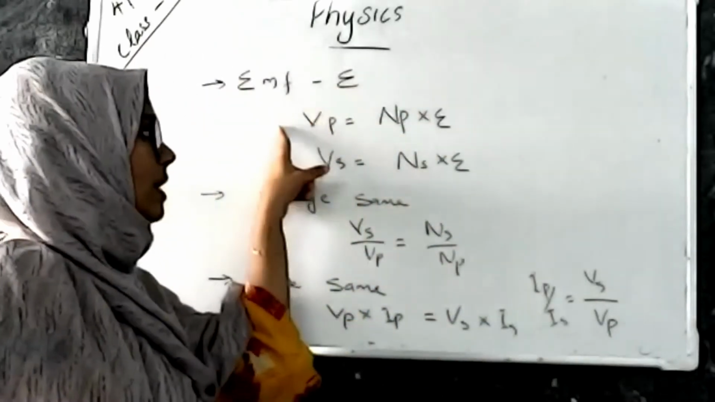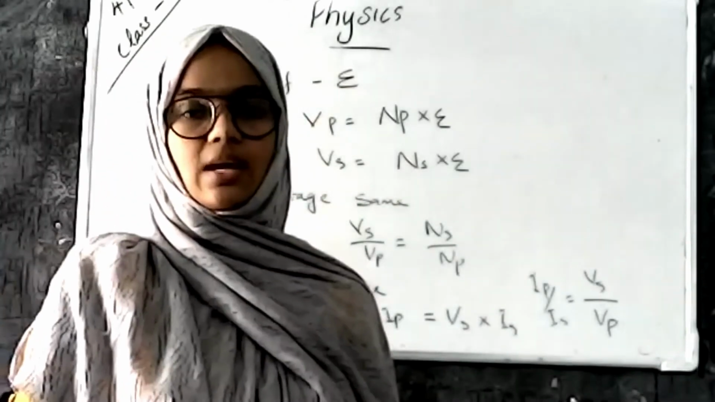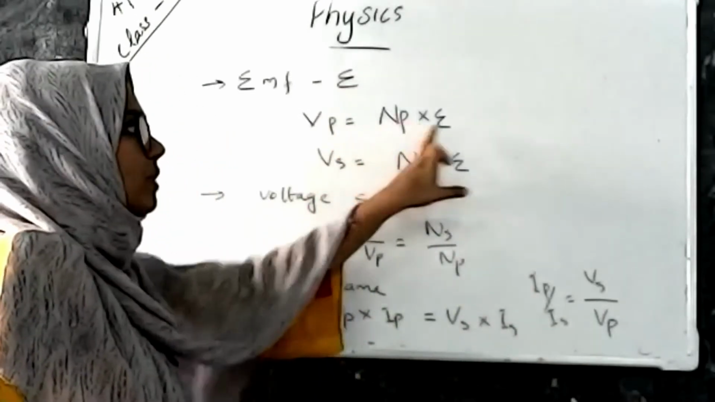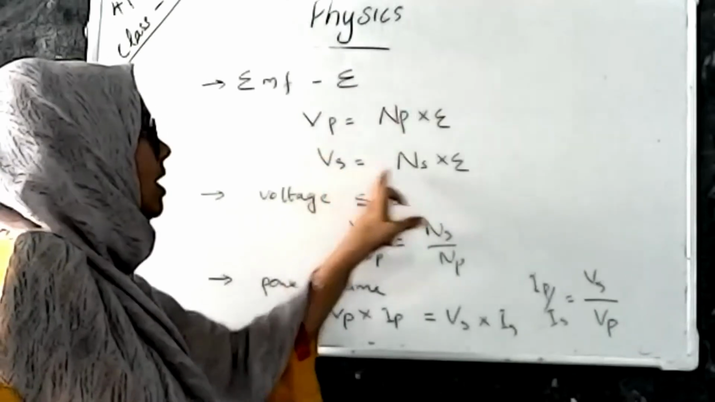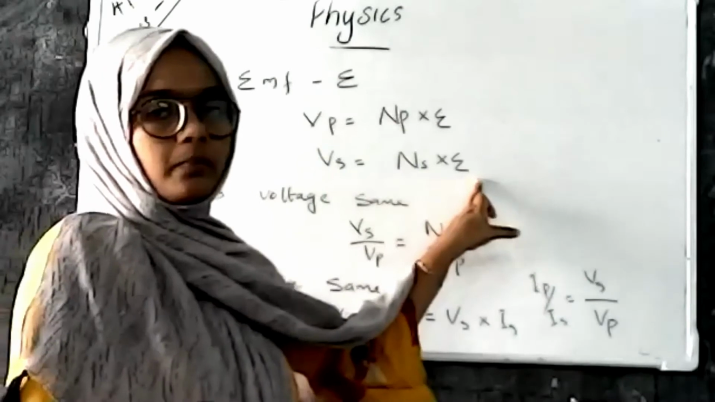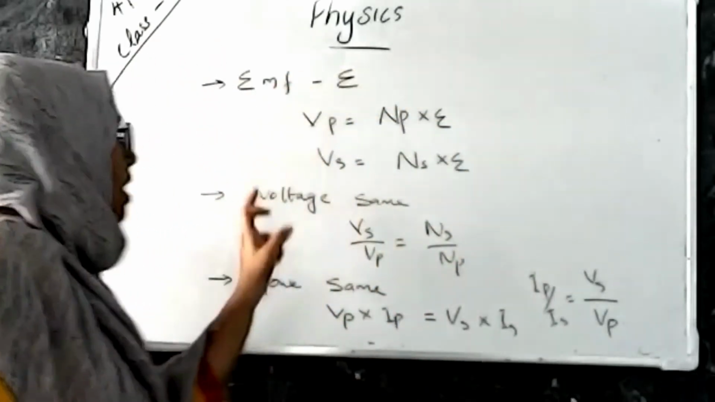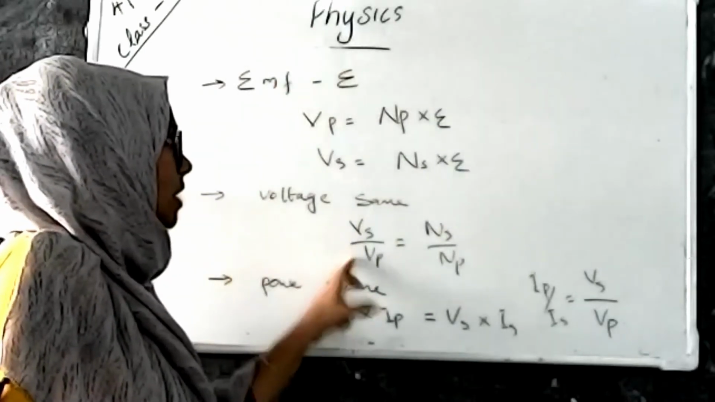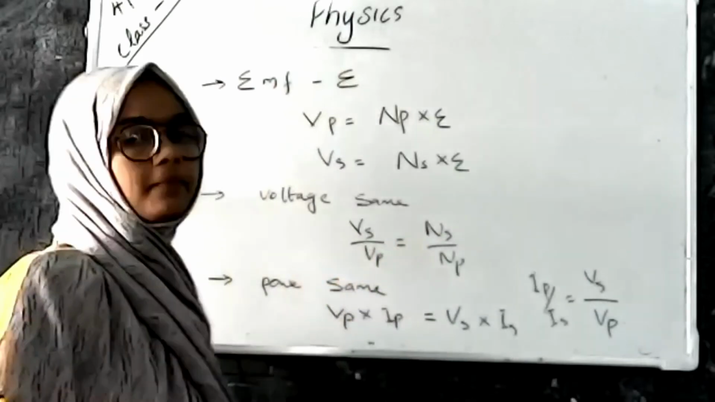And we are writing what is the voltage in primary and what is the voltage in the secondary. The voltage in primary is the number of turns in primary into epsilon, and the voltage in secondary is the number of turns in secondary into epsilon. Here epsilon is the EMF. And we can write the voltage from here: Vs by Vp is equal to Ns by Np.